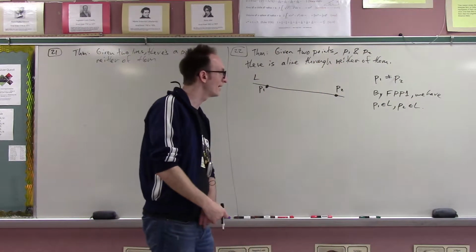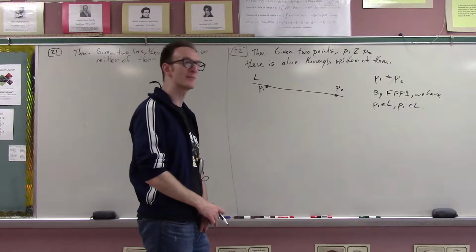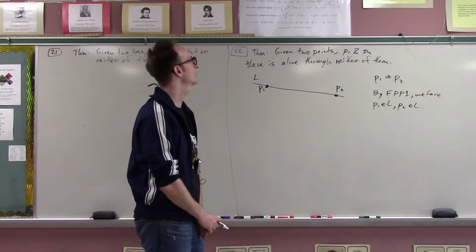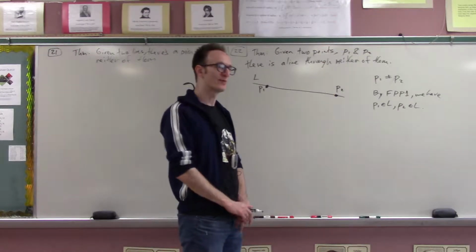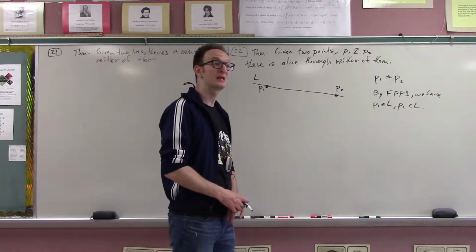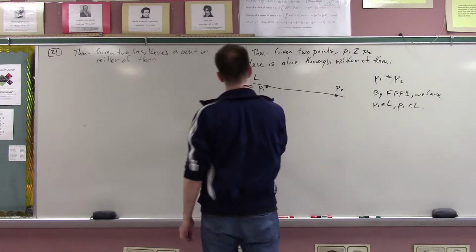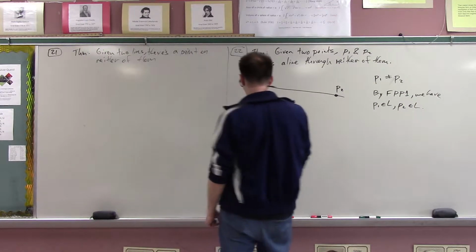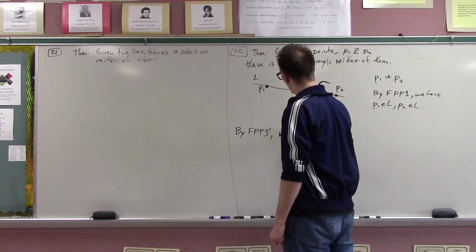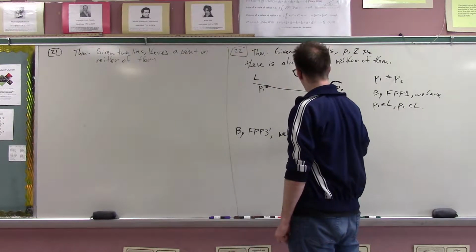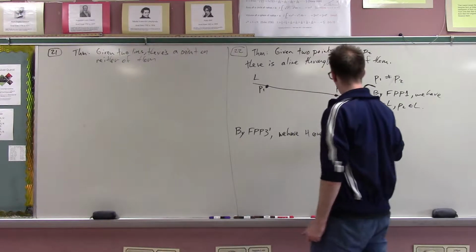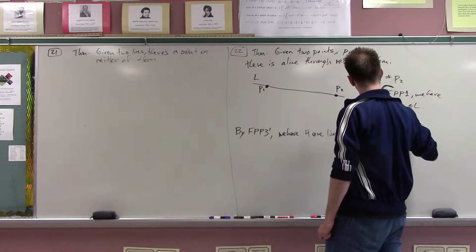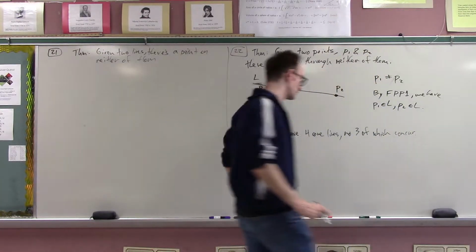Great. Well, what now? I need to show there's some other line that doesn't go through P1 or P2. And here, what we are now going to do is invoke FPP3 prime. By FPP3 prime, we have 4 core lines, no 3 of which concur. Those 3 of which meet at a point.